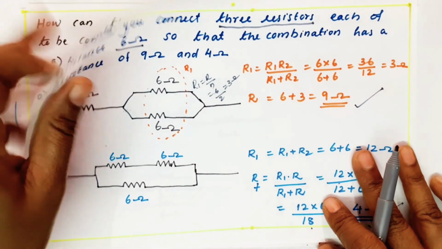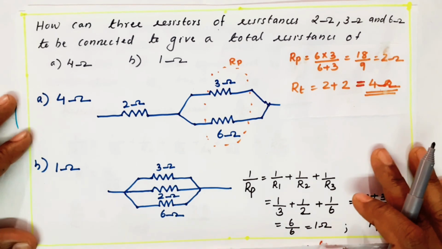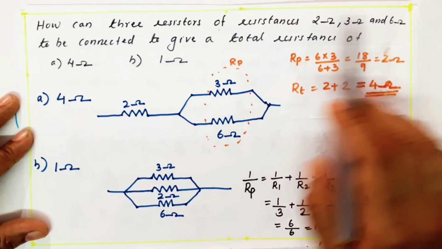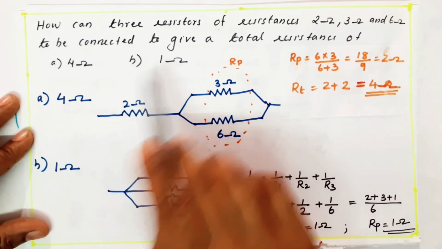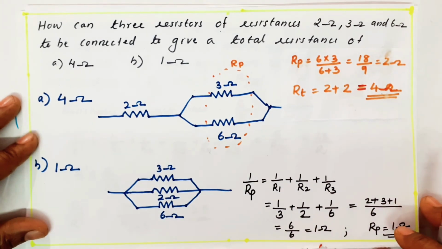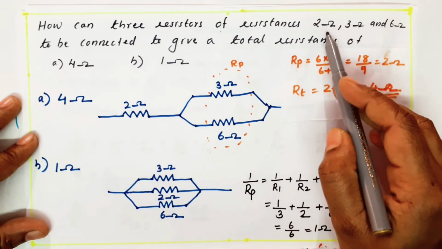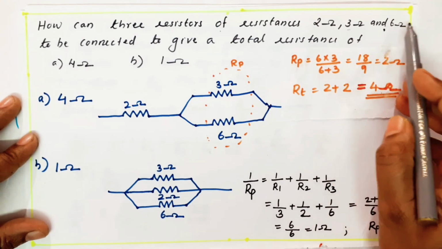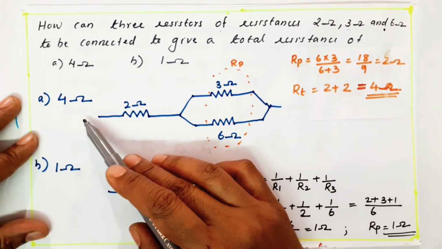One more question. Okay, same type. How can you connect three resistors of 2 ohm, 3 ohm, 6 ohm to give the resistance of 4 ohm and 1 ohm? 4 ohm and 1 ohm. So here you see they are not the same, they are different: 2, 3, 6. How will you get 4 ohm?